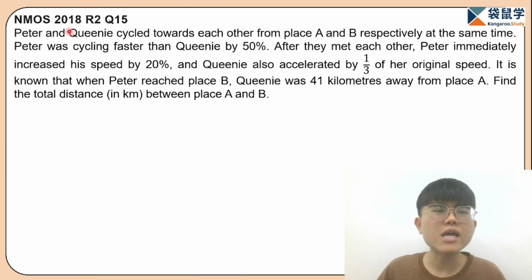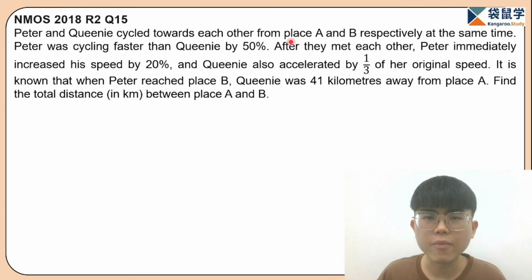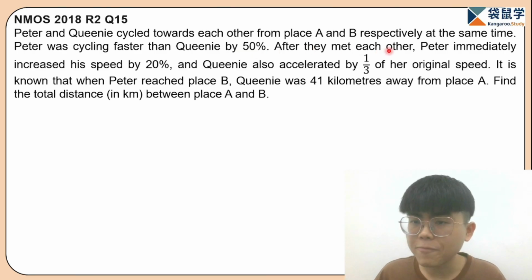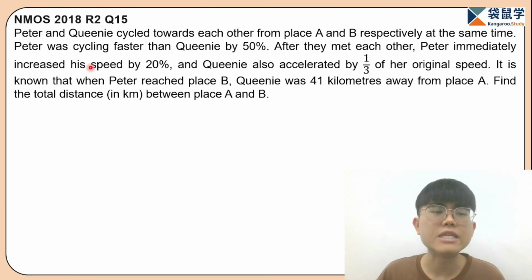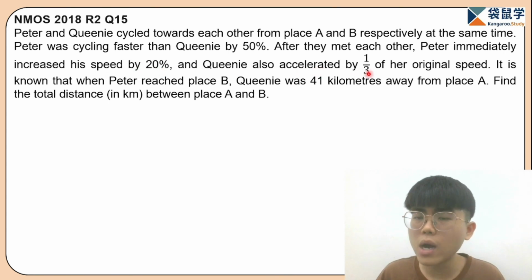So we said that Peter and Queenie cycled toward each other from place A and B respectively at the same time. Peter was cycling faster than Queenie by 50%. After they met each other, Peter immediately increased his speed by 20%, and Queenie also accelerated by 1/3 of her original speed. It is known that when Peter reached place B, Queenie was 41 km away from place A. Find the total distance in km between place A and B.